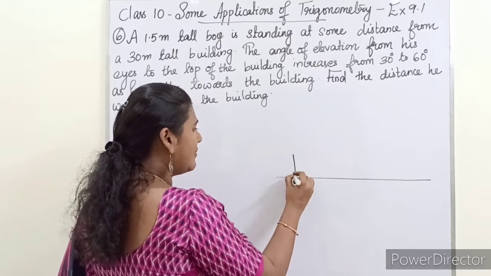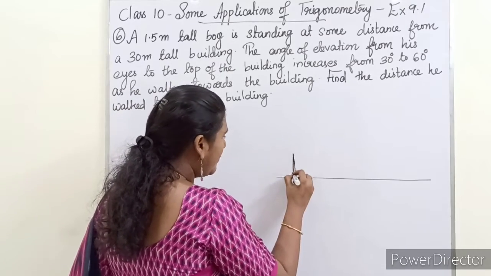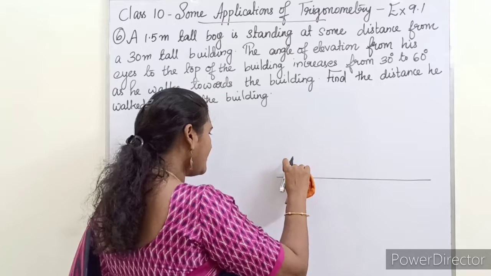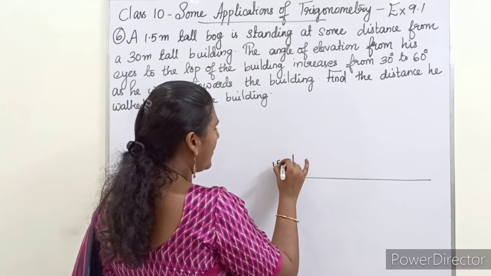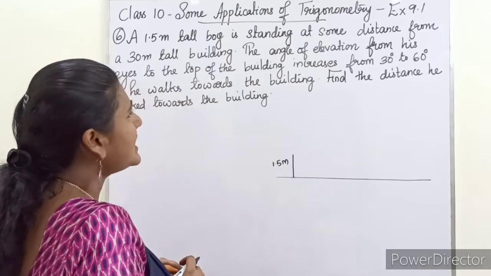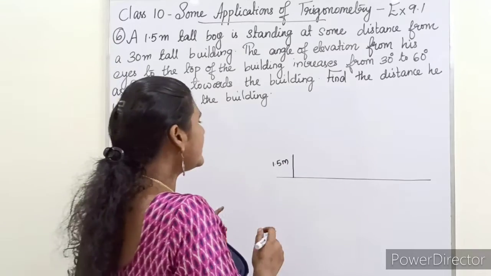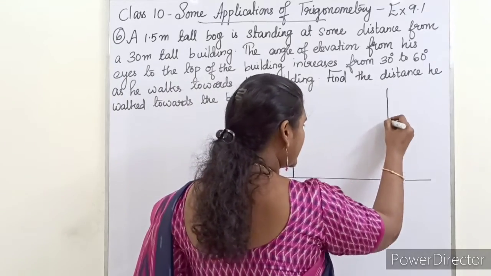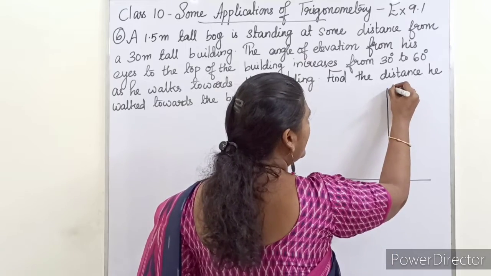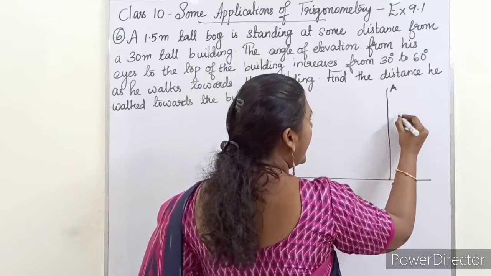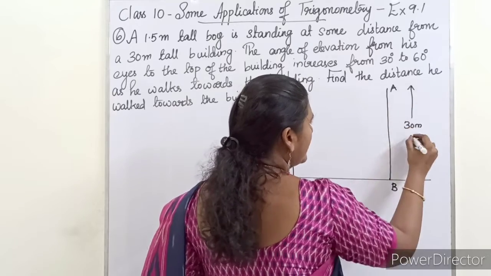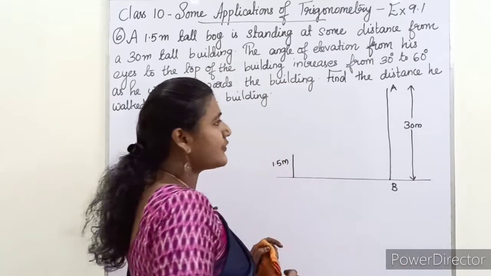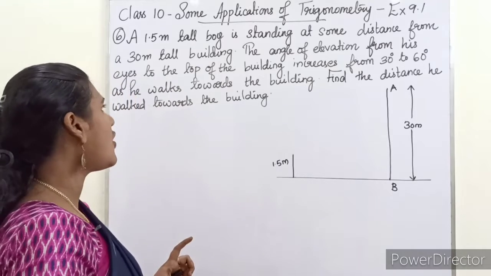Here we have a boy of height 1.5 meter. So this is the boy of height 1.5 meter standing at some distance from a 30 meter tall building. So this is the building. We will denote the building as AB and the height of this building is given as 30 meters. So this is the height of the building, 30 meters tall building.